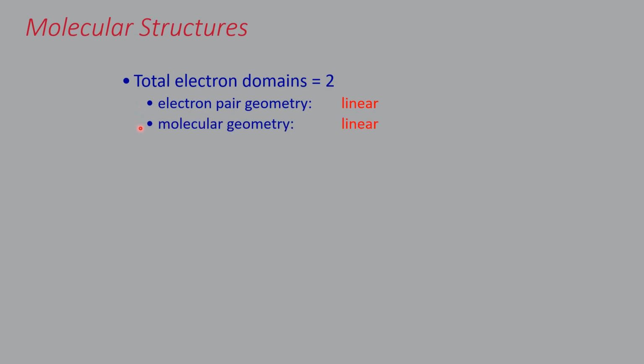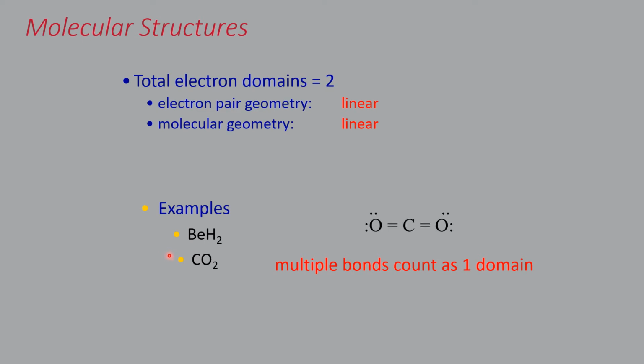And the molecular geometry is also going to be linear. It's the same thing. So as an example for this, I've got beryllium hydride and carbon dioxide. I'm going to do carbon dioxide as an example here to point out this one thing: multiple bonds count as one domain.